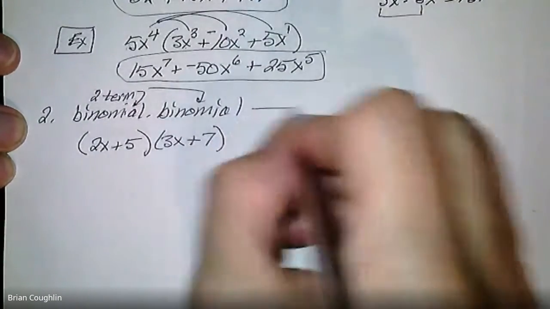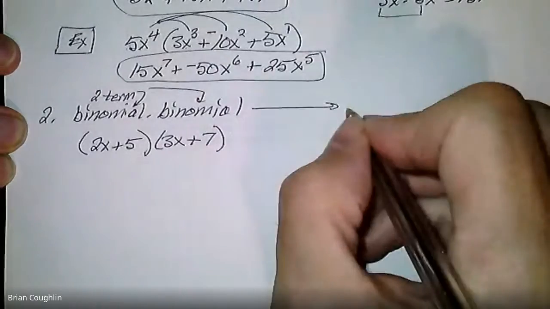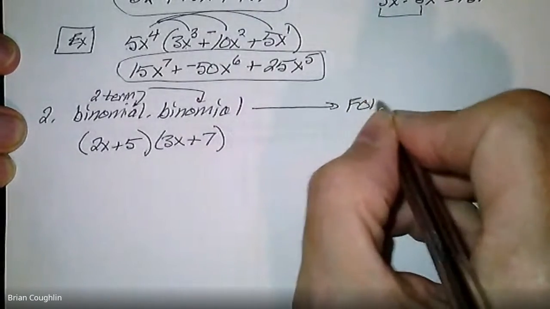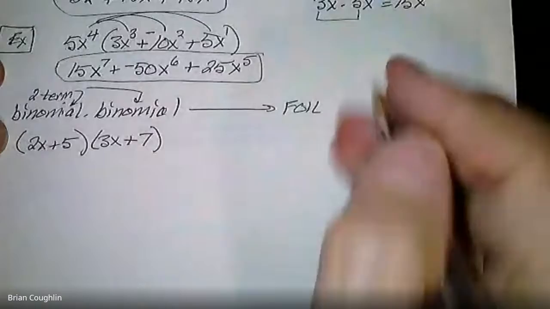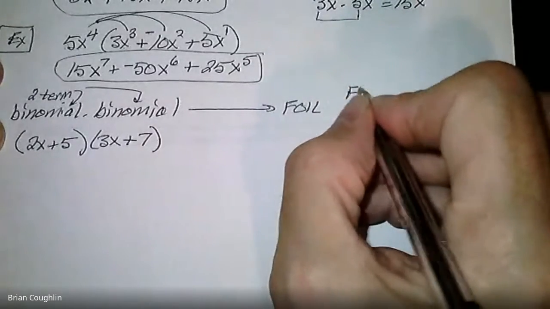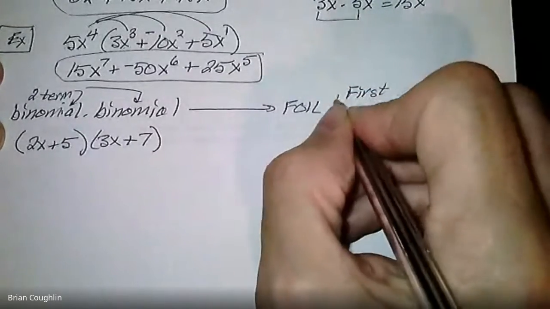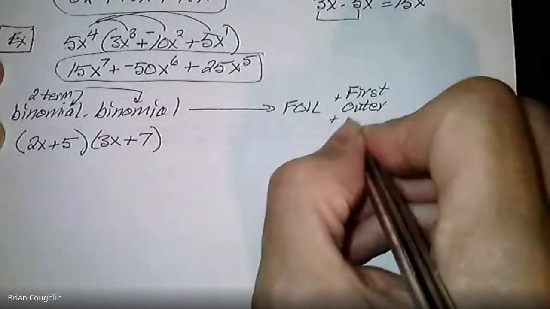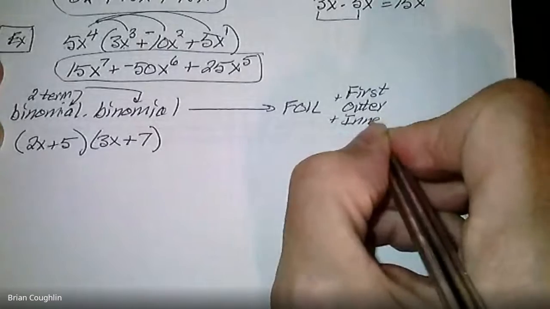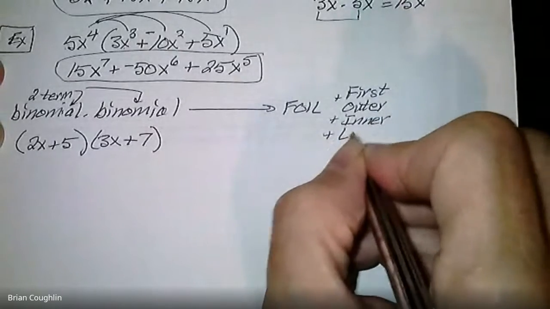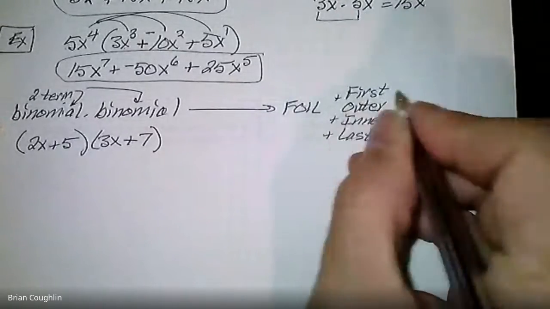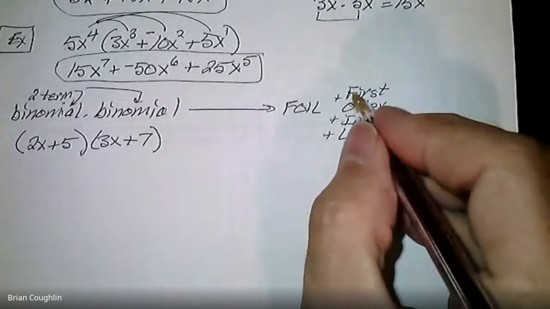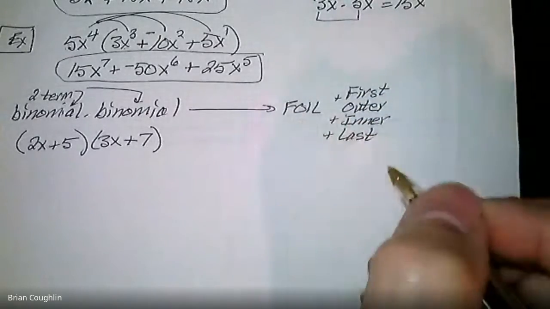In this case, we're going to do something that's called FOIL, which is actually short for something. It's short for first plus outer plus inner plus last. So first, outer, inner, last to make FOIL, or the abbreviation FOIL.